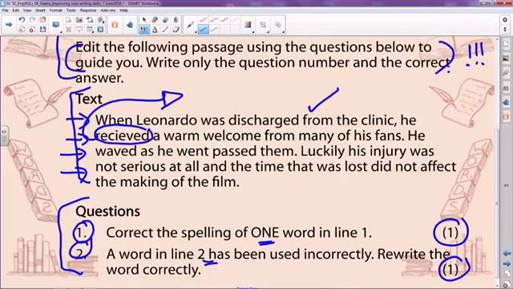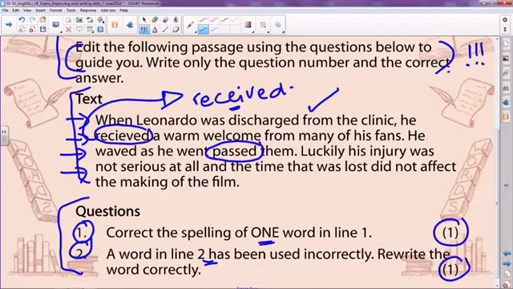And here, received, remember, is spelt received. That swaps around. And then your second question, a word in line 2 has been used incorrectly. I wonder who picked this one up because it was also in line 3. And here we have, he waved as he went past them. Here we have the incorrect word used. So that was a very challenging one and well done.